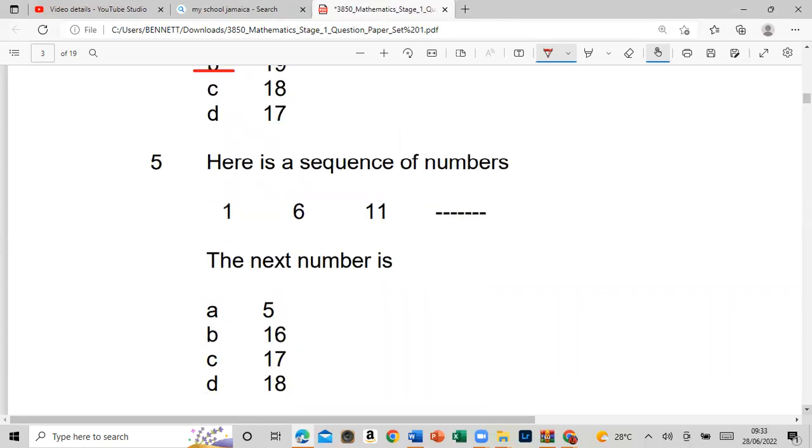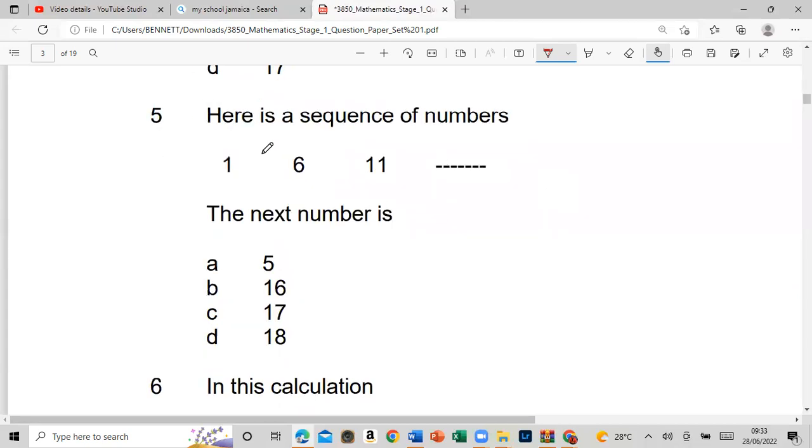Again, guys, you are encouraged to try. Here is a sequence: 1, 6, 11. Each time they added what? Plus 5. Yeah. 11 plus 5 gives 16, right? So that is B.